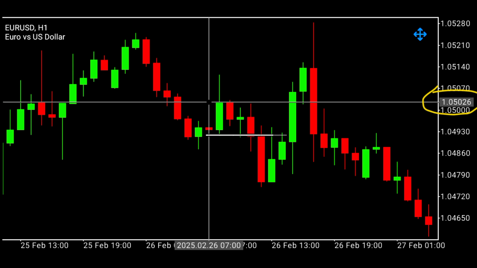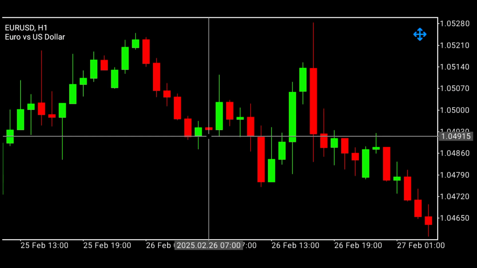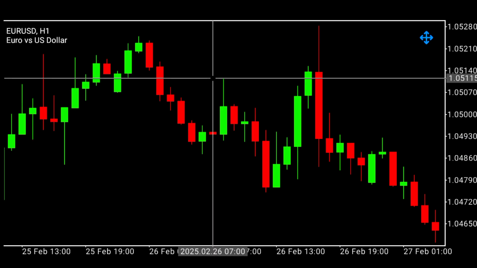Now the wick below is the lowest price that the currency pair reached at this time. Place your mouse at the bottom of the wick and it shows the candle's lowest price. Now, the wick above is the highest price that the currency pair reached that time. Place your mouse to the top of the wick and it shows you the exact highest price of the candle.